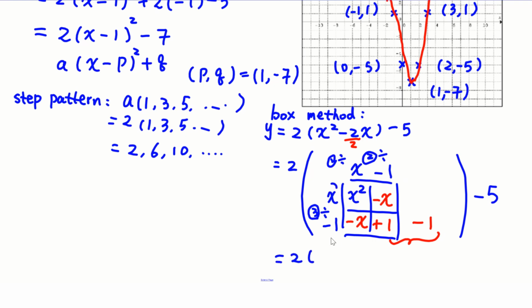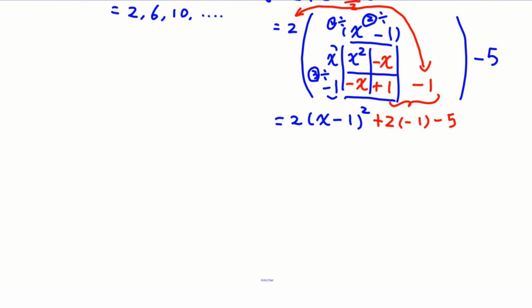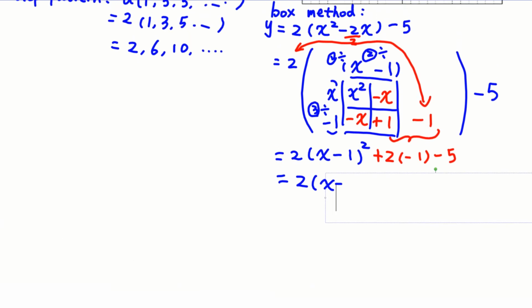Then we could write it as 2 brackets. This one is 1 bracket. This is another bracket. They are the same, so x minus 1 bracket squared. Then the 2, don't forget, you need to times it with this number outside of the box. So plus 2 times negative 1. Then copy the constant down, negative 5. Then you collect the like terms, you will have 2 times x minus 1 bracket squared minus 7. So that is what we call the box method.